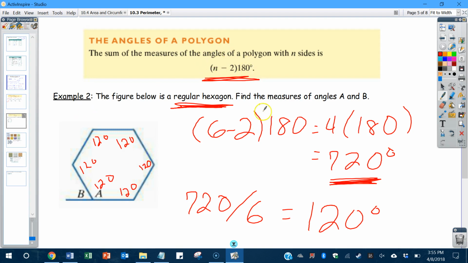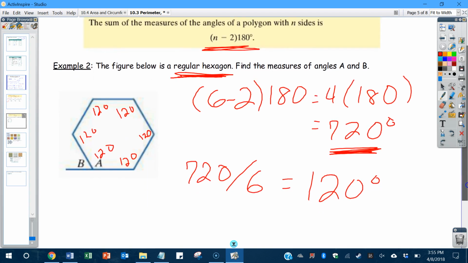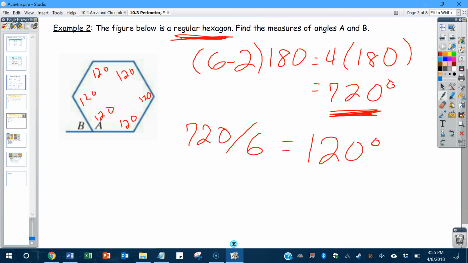I have this formula for the hexagon, and since it's regular, these all have to be the same, so I divided it by 6 to get this. And if you add these all up, they equal 720, so I did that right. So angle A, the measure of angle A, is equal to 120 degrees.